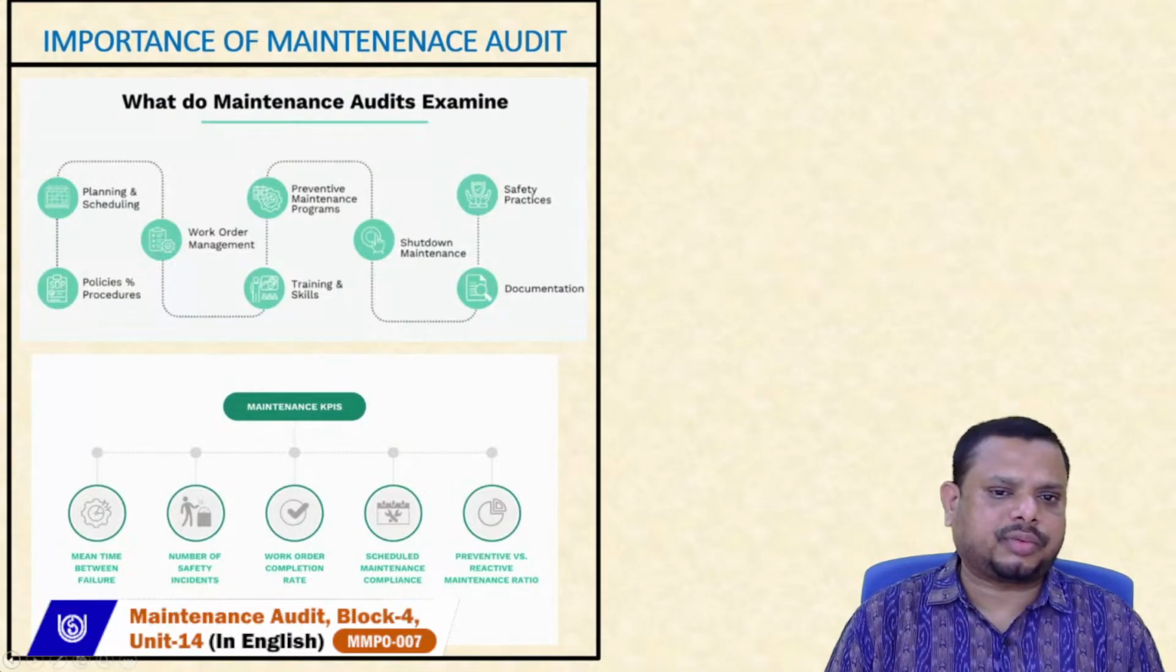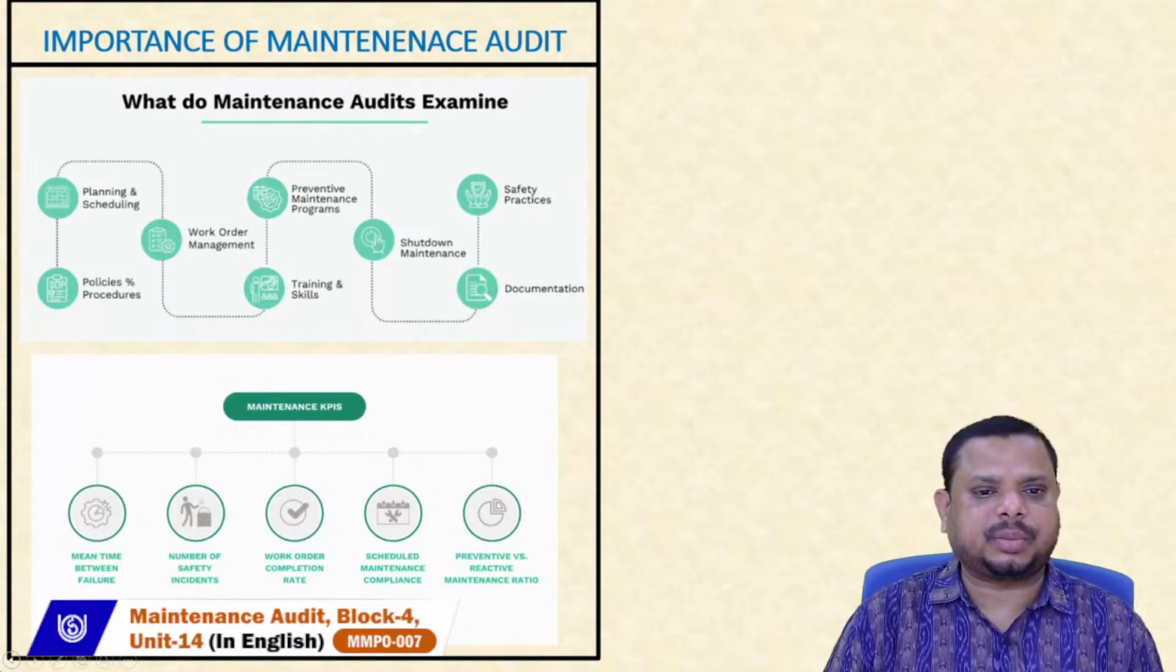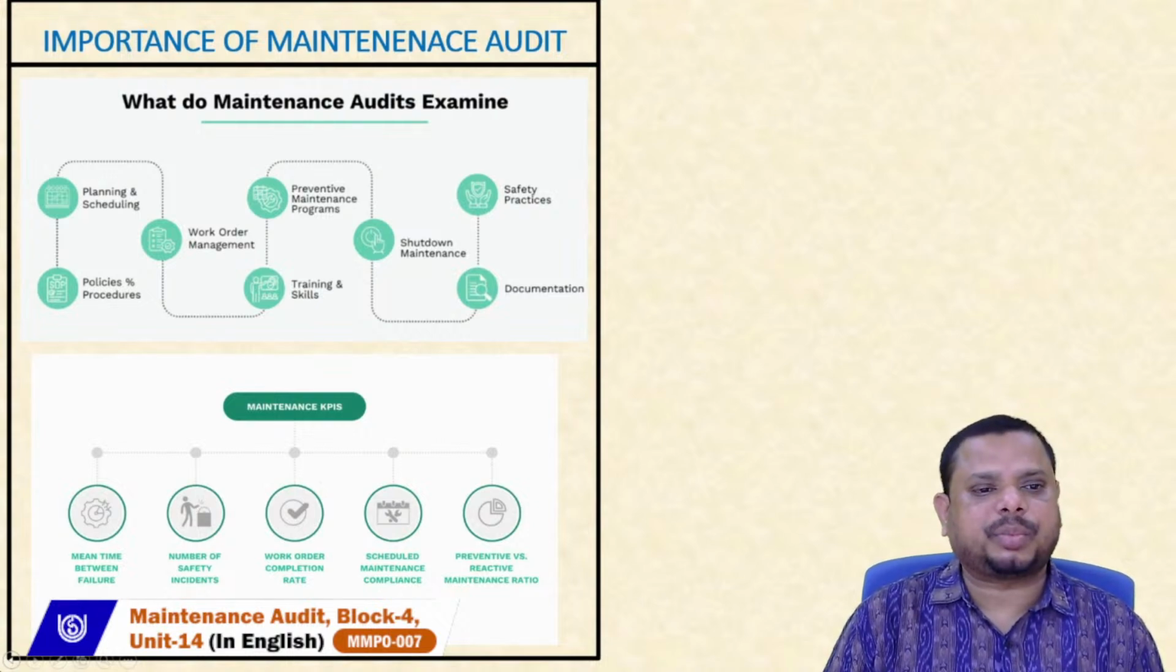So if you go to the first important part, it basically focuses upon what is known as safety practices. Then the next one is policy, procedures, then planning and scheduling, then work order management. The next one is training and skills.